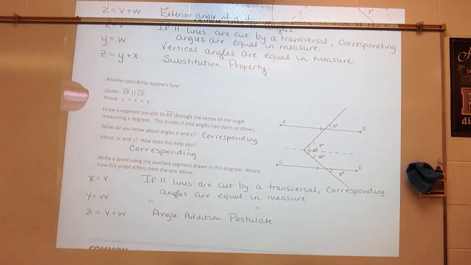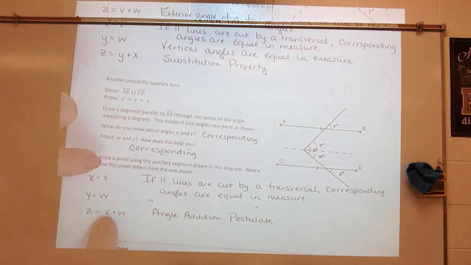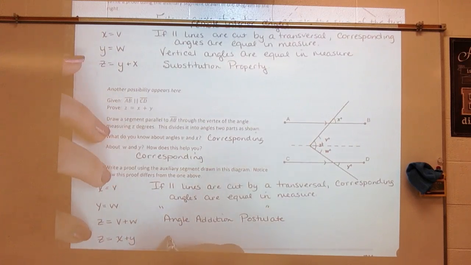And because I know that, I already know that V is equal to X and W is equal to Y. So I can say Z is equal to X plus Y by substitution property.